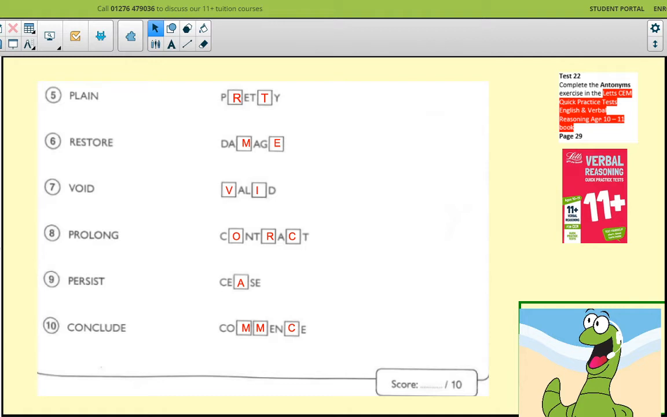Number 8, prolong. That means to keep something going. To contract means to make something smaller. Persist, number 9, carry on with something. So cease means stop. And finally, number 10, conclude means to end, and commence means to begin.